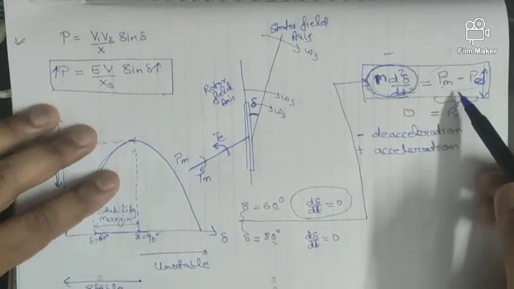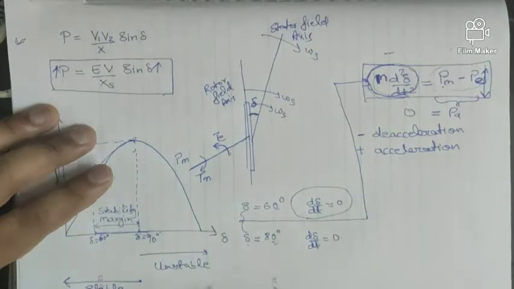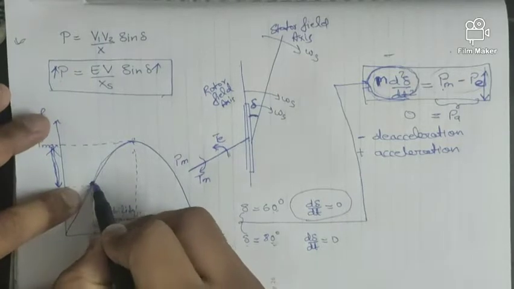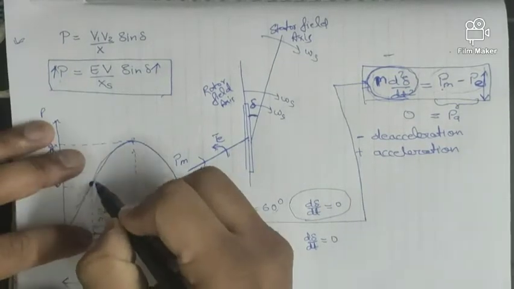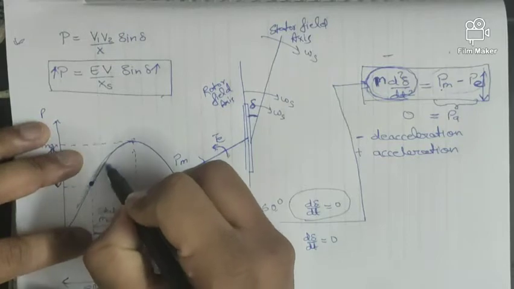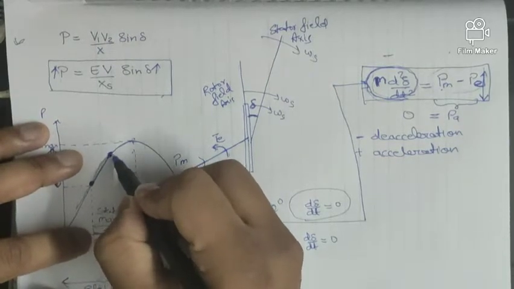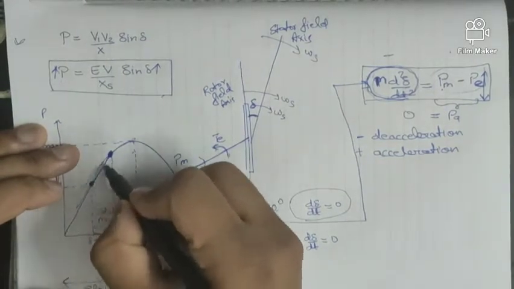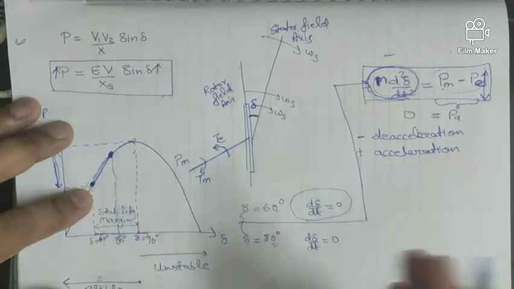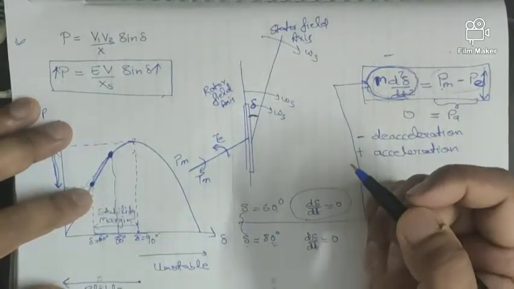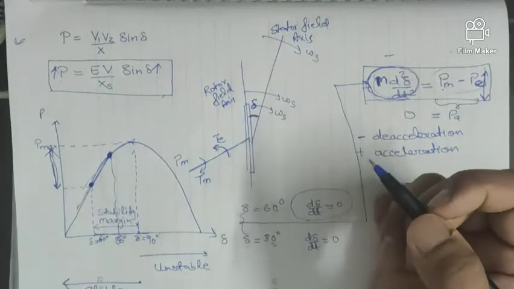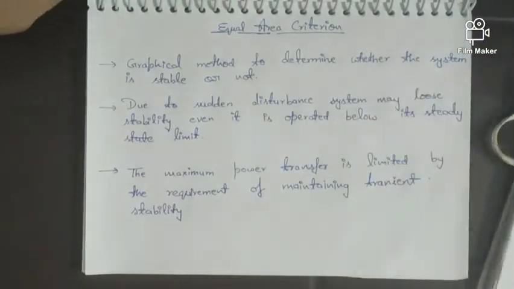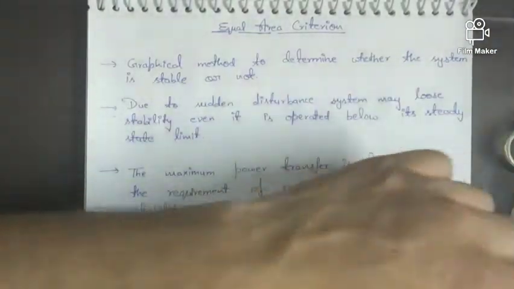So this equation shows the behavior of the rotor during the transient period. Initially this rotor was operating at 60 degrees. Some sudden change occurred in load and finally it reaches this point, which is 80 degrees. In between there was some transient going on, meaning the rotor will swing when there is a disturbance. So with these concepts we can easily understand the equal area criteria. So let's start with the equal area criteria.